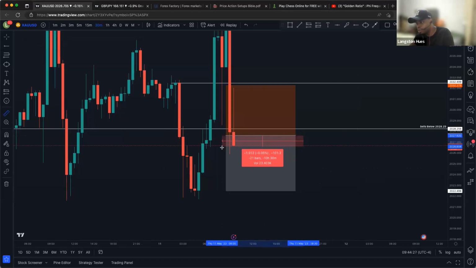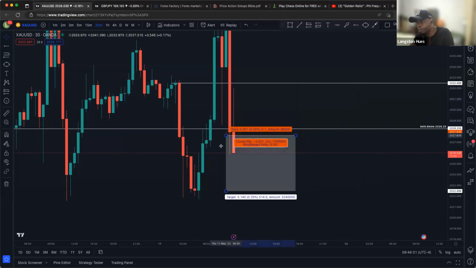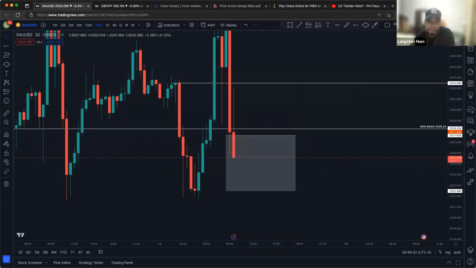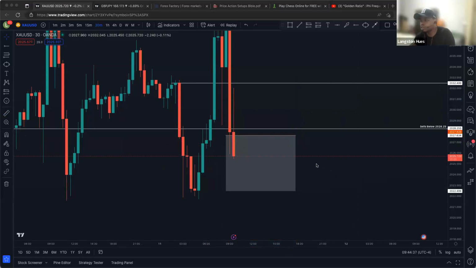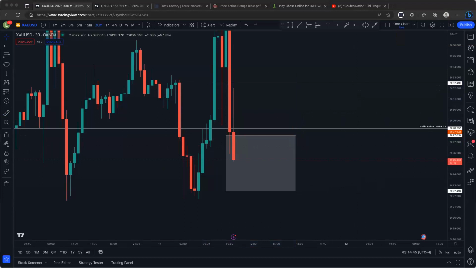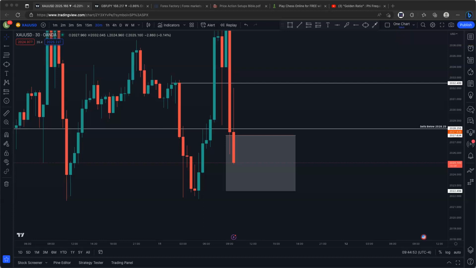I think I'm gonna take partials and go break even right now. Take partials, 50%. Partials? Yep. Okay, and break even, just close 50%. Risk-free trade, got a runner running. We got a runner running. Let's see if she goes down to TP. Go on, son.